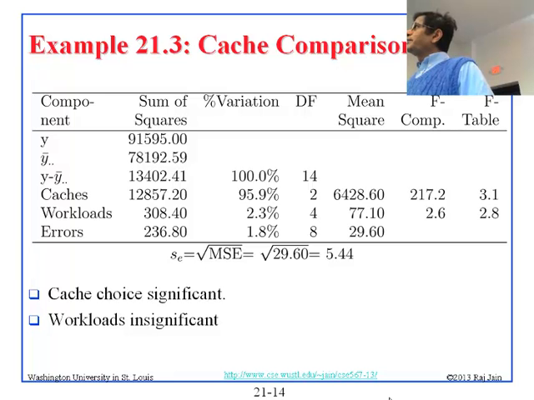And then you divide MSA by MSE. So 64 divided by 29, you get 217. 77 divided by 29, you get 2.6. You go to the F table, 3.1. How do you look up 3.1? You have to look up for 2 degrees of freedom and 8 degrees of freedom. Numerator is 2, denominator is 8, and whatever confidence level we thought about here, 0.9 or something like that. So you will get this from the table, and this says this is higher, this says this is lower. So the caches are significant, workloads are insignificant. So let's go back to here. The workloads are not important and not significant, we don't care.